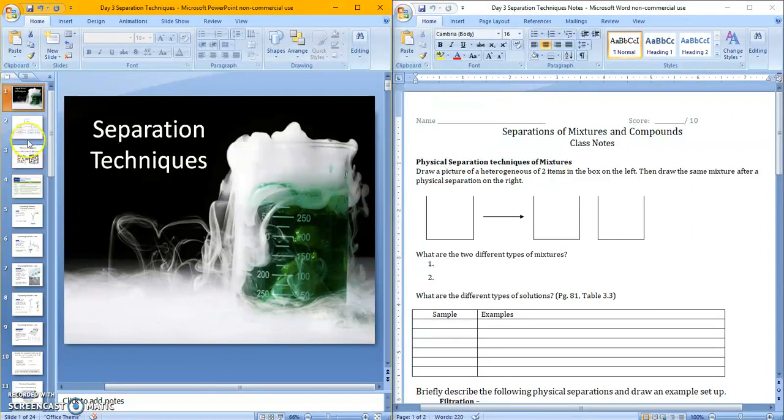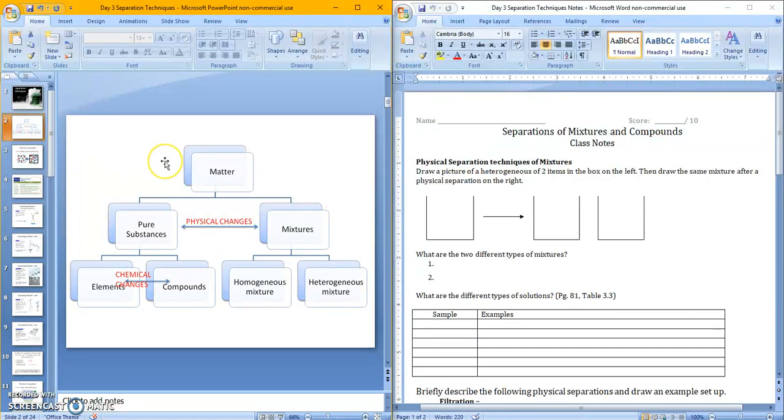Alright? So last time we talked about matter, and matter could be put into two groups, pure substances and mixtures. And when I mixed pure substances together, I got a mixture. That was a physical change. Then my pure substances, I have elements, the basic building block, and when I put two or more elements together chemically, that's called a compound. Okay? So we have two different kinds of changes here.